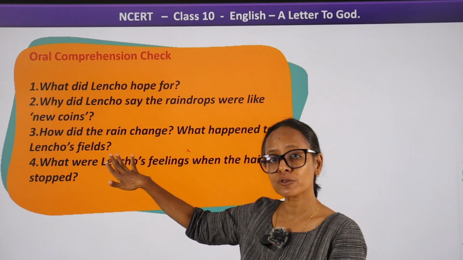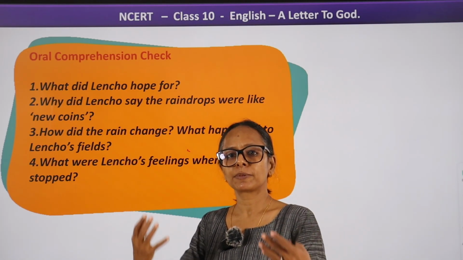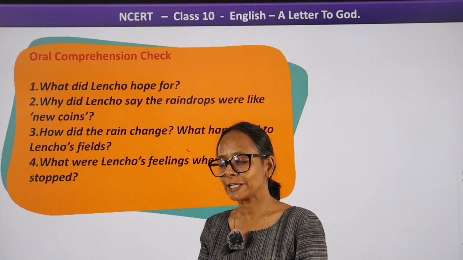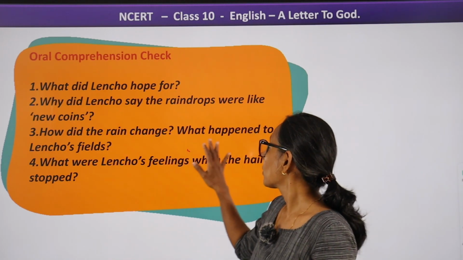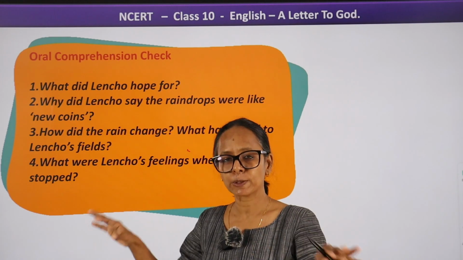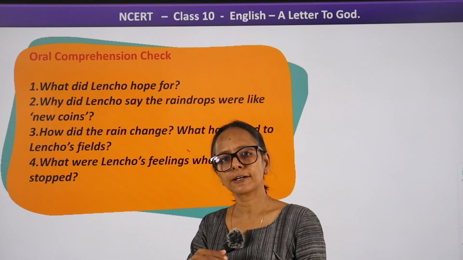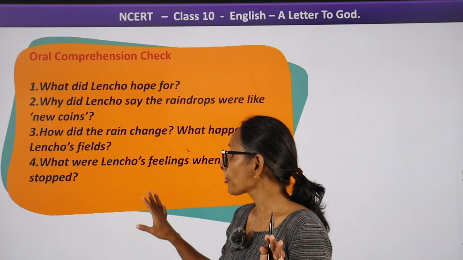What happened to Lencho's fields? We all know the hail did not stop. There were hailstones falling on the fields all over, and then they destroyed all his crops. All of Lencho's fields were covered with hailstones. They looked like they were covered with salt, and all his corn got destroyed.